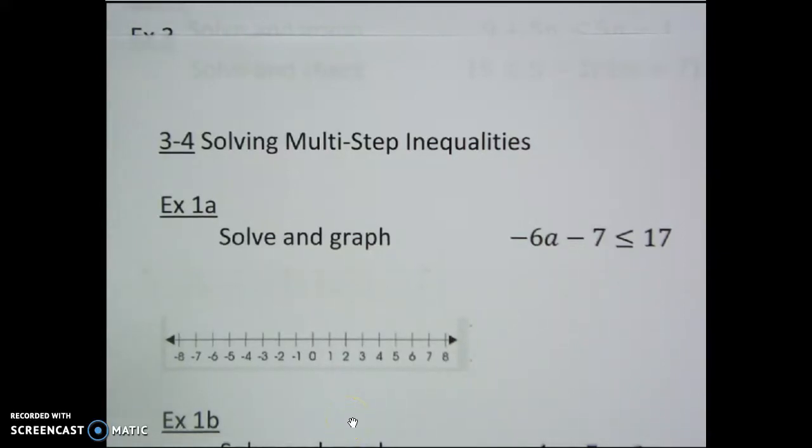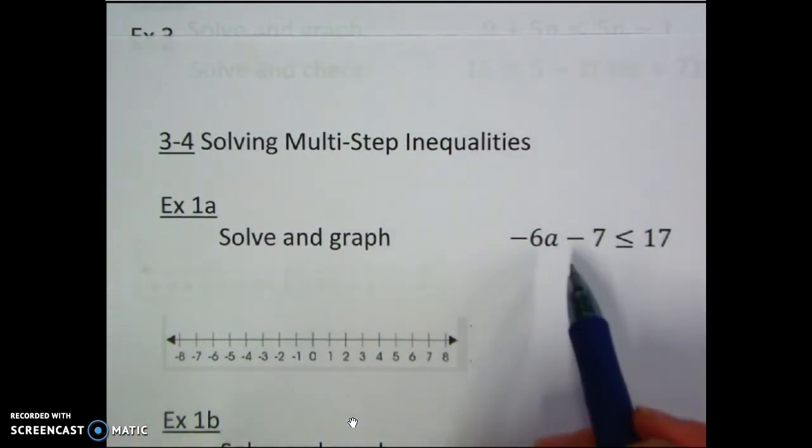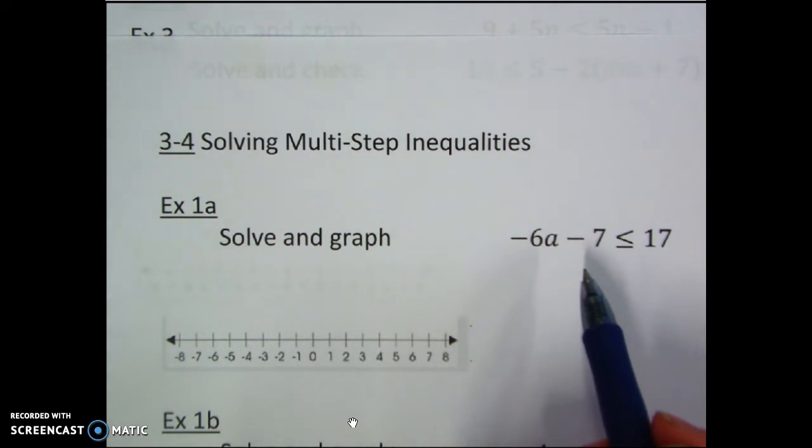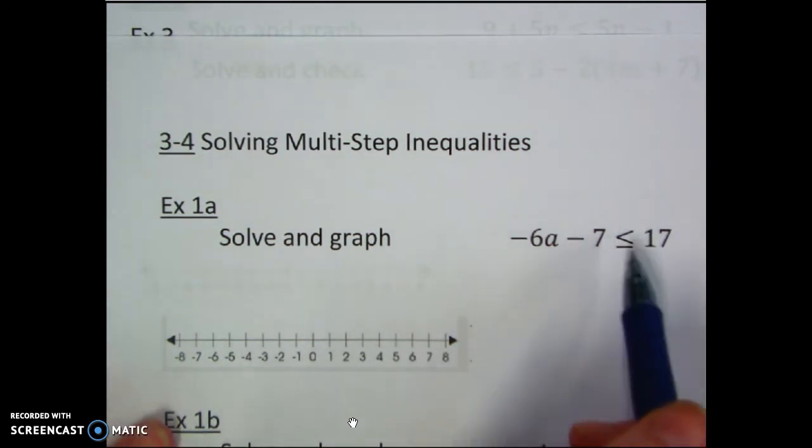All right, today we're going to look at solving multi-step inequalities. It just means we're doing more than one thing in the problem to solve it. We solve these like equations. We always learn the 5 steps: distribute to get rid of the parentheses, add your like terms, etc. We're going to follow the same steps here.